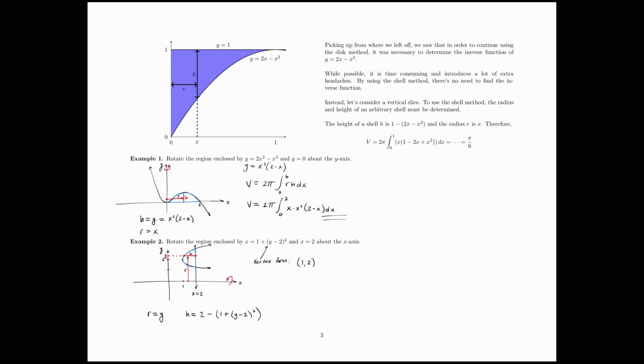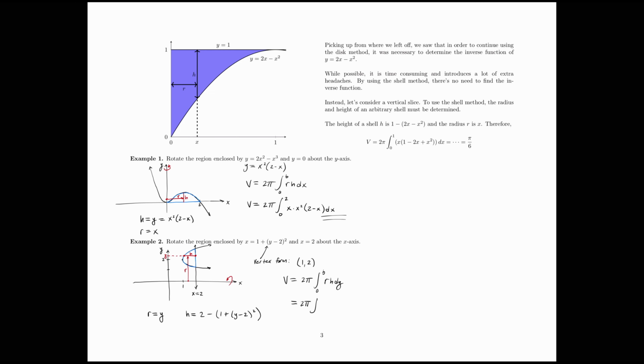So our volume integral for shell method, if we're rotating about a horizontal axis, is 2 pi the integral from a to b, radius times height, but this time we'll be integrating with respect to y. Again, there's that opposite phenomenon. So we want the minimum y value, which is wherever this intersects. So we have to find out this intersection point.